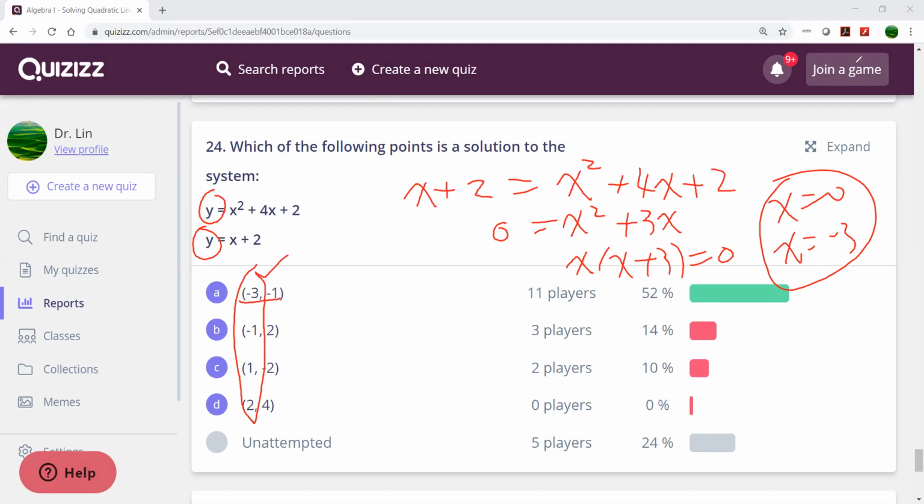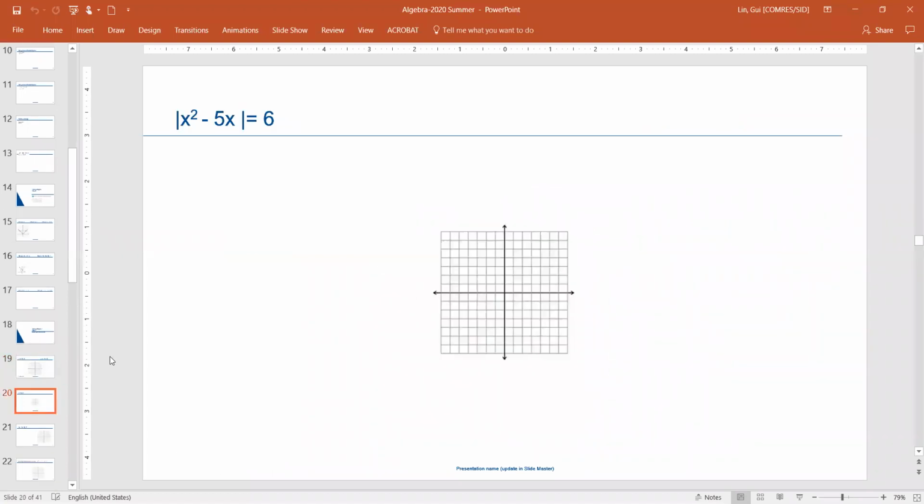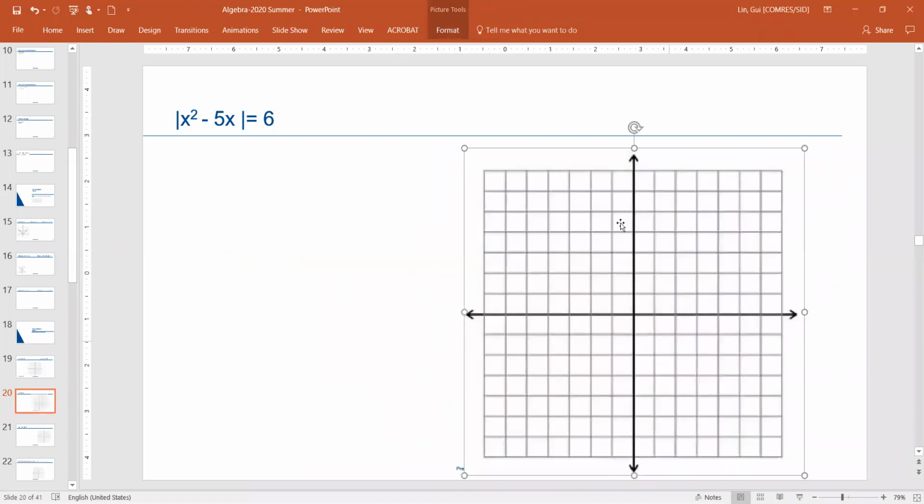So let's go back to our new topic, what we're going to teach today. This is actually an extension of the part we just did. Say x squared minus 5x, absolute value, equals 6.